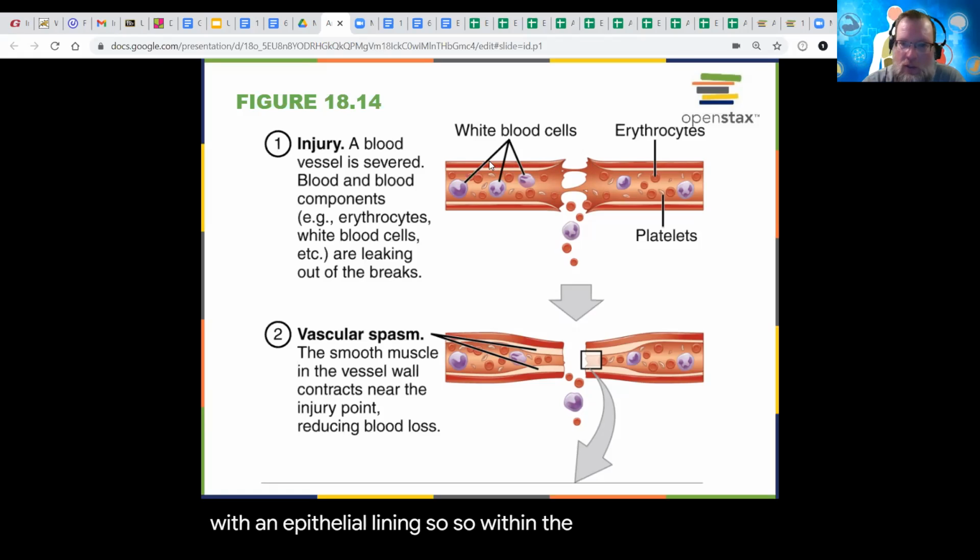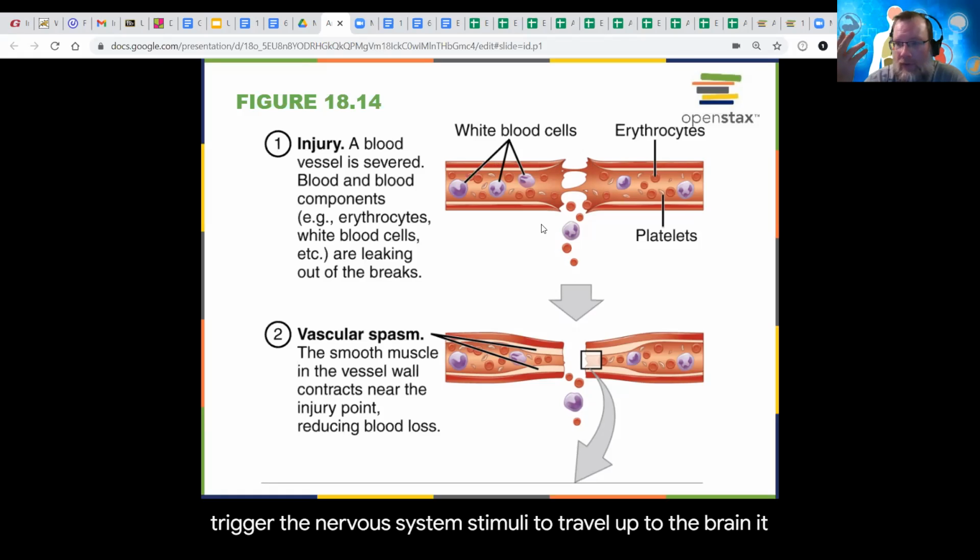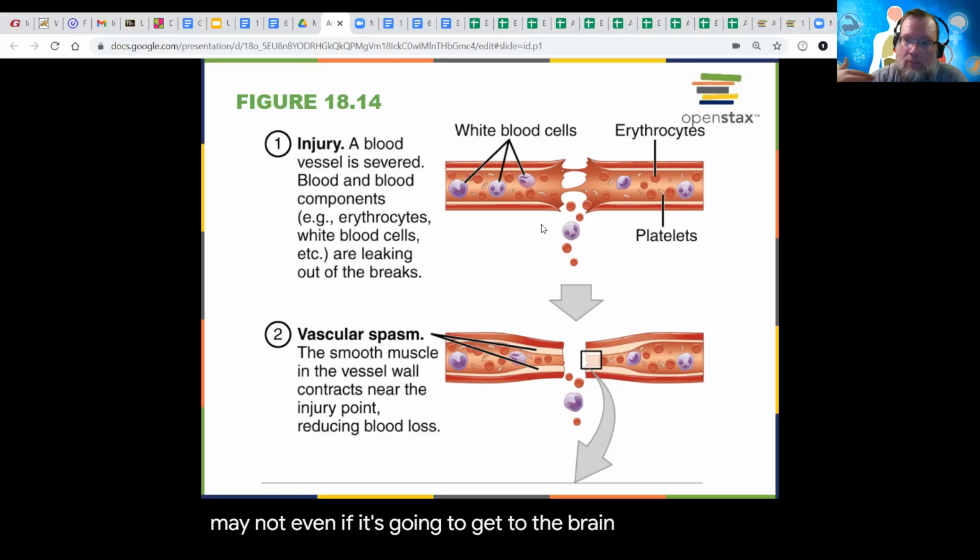within these tubes or vessels is going to be smooth muscle. That smooth muscle is innervated. So as soon as there's some sort of a breach in a blood vessel, it's going to trigger nervous system stimuli to travel up to the brain. It's going to get to the brain, but before it ever does, we can get a pretty quick reflex, a motor response, to come out.